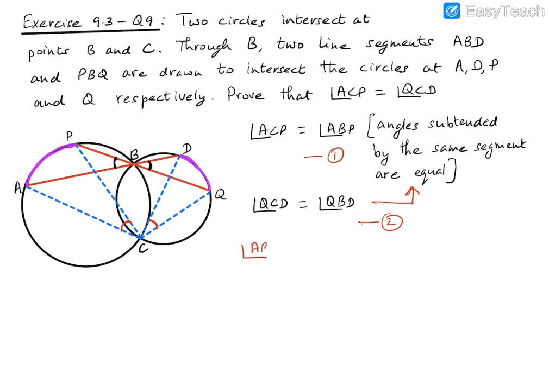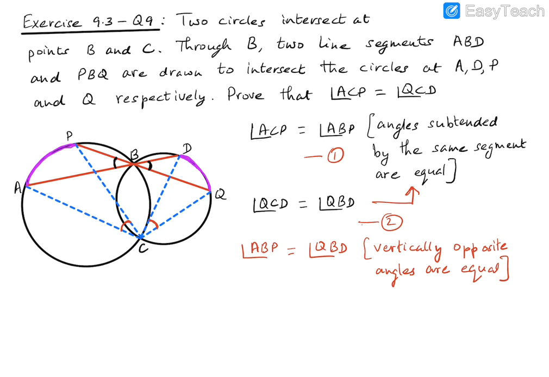Angle ABP equals angle QBD. And why is that? That's because they are vertically opposite angles. And we know that the vertically opposite angles are equal. Okay, we have seen this from our chapter on lines and angles.